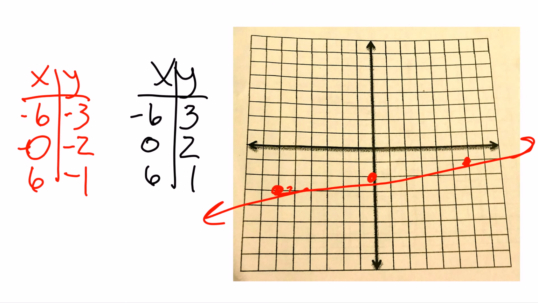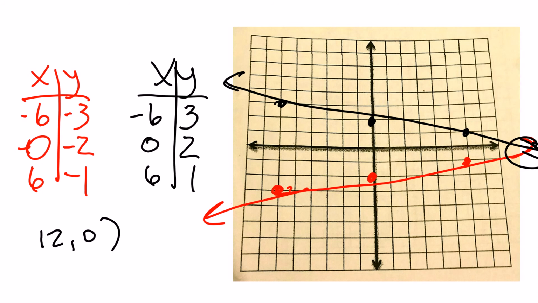All right, black line. I'm going to do negative 6, positive 3, 0, 2, 6, 1. And they're going to eventually cross out here. We're going to find out that it is at 12, 0. All right, so 12, 0 is the solution. That one's once again hard to guess because it falls outside the graphing range.